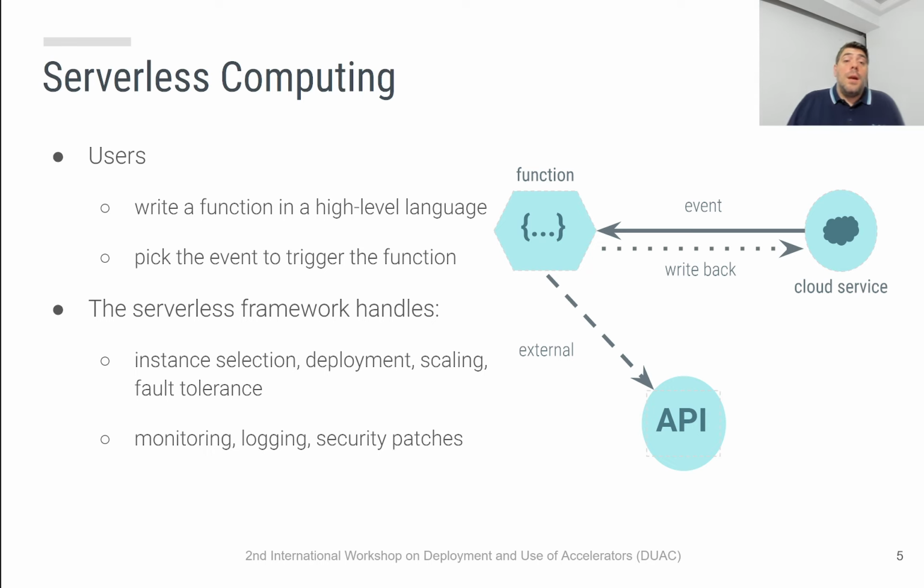So, a serverless computing example is shown in this figure. Users write a function in a high-level language. They pick the event to trigger this function. And the serverless framework handles all the infrastructure-related stuff like instance selection, deployment, scaling, fault tolerance, monitoring, logging, security, and all that stuff.